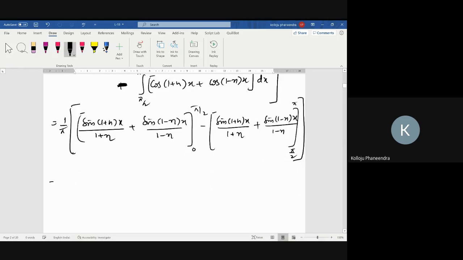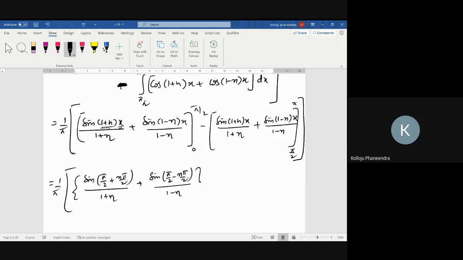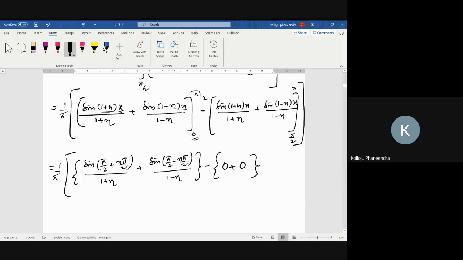Okay. Now this is equal to 1 by pi. First one, upper limit pi by 2. In place of x, pi by 2, and take that pi by 2 inside, multiplied by 1 plus n: sin (pi by 2 plus n pi by 2) by 1 plus n plus sin (pi by 2 minus n pi by 2) by 1 minus n. This is the upper limit. Minus, coming to the lower limit, 0 in place of x: sin 0 is 0, so 0 plus 0. So the first bracket limits are over.